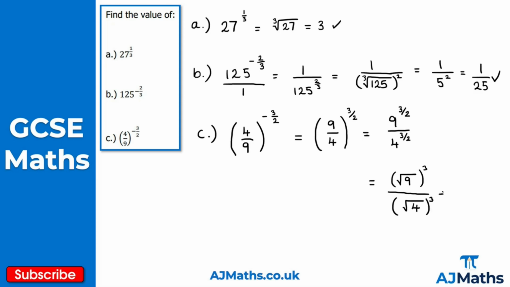So the square root of 9, that would be 3, so I've got 3 cubed. And then in my denominator here, I've got the square root of 4, so that's 2, so I've got 2 cubed. Well, 3 cubed is 27, and 2 cubed is 8. So we get 27 over 8 there. Okay, and there we have it. So that's the solution to that question.